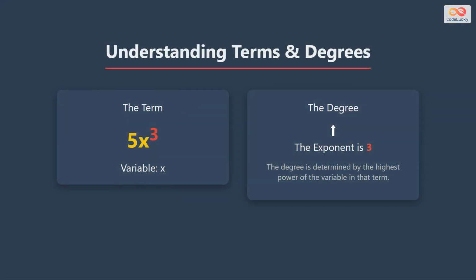Before we arrange anything, we need to understand the building blocks. A polynomial is made up of terms. Look at this term, 5x cubed. The number 3 is the exponent. In algebra, this exponent tells us the degree of the term. The higher the exponent, the higher the degree.